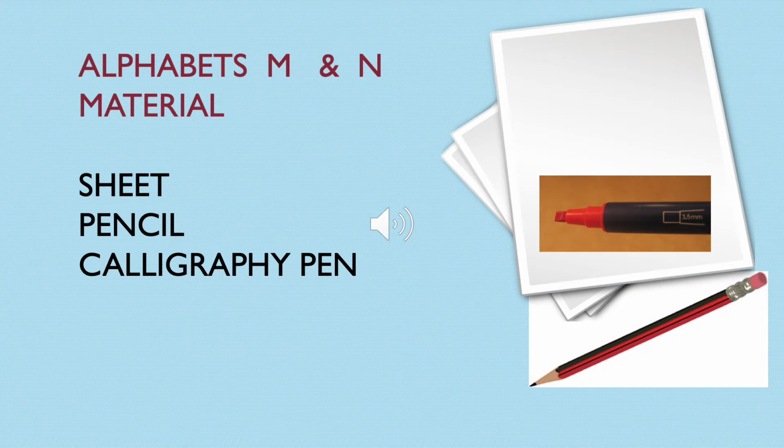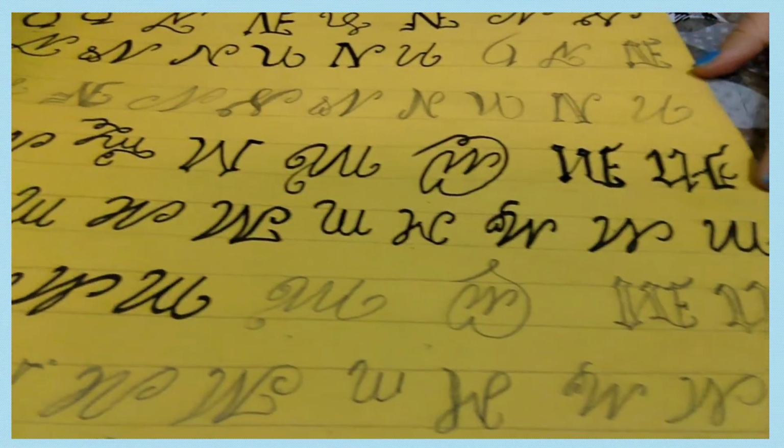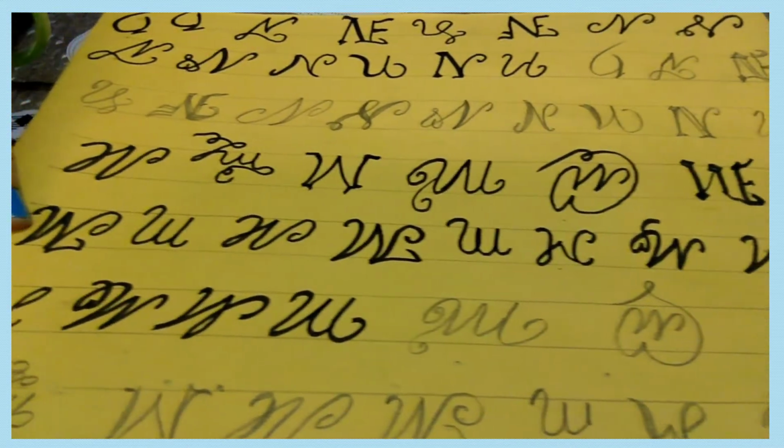Welcome to all. Today we are taking alphabets M and N. The material we require is a sheet, pencil, and calligraphy pen. So here we start with the letters M and N.